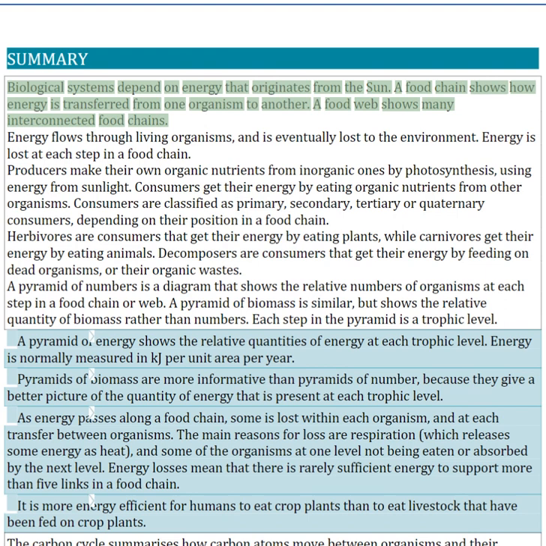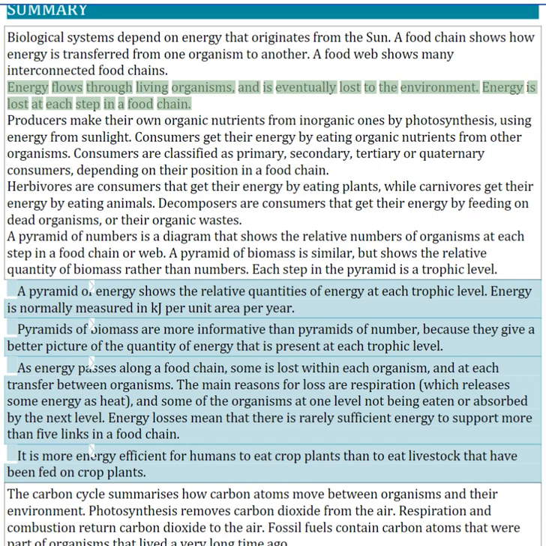Summary. Biological systems depend on energy that originates from the sun. A food chain shows how energy is transferred from one organism to another. A food web shows many interconnected food chains. Energy flows through living organisms and is eventually lost to the environment. Energy is lost at each step in a food chain.